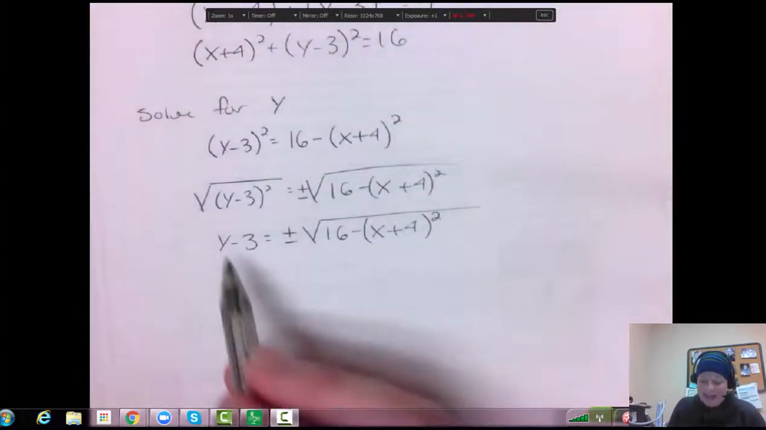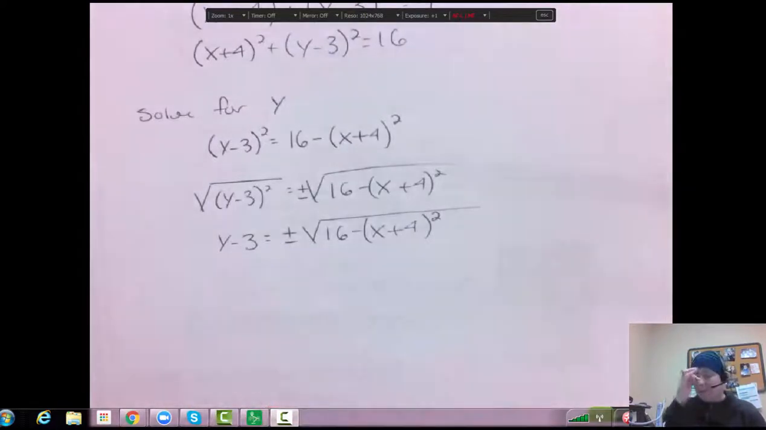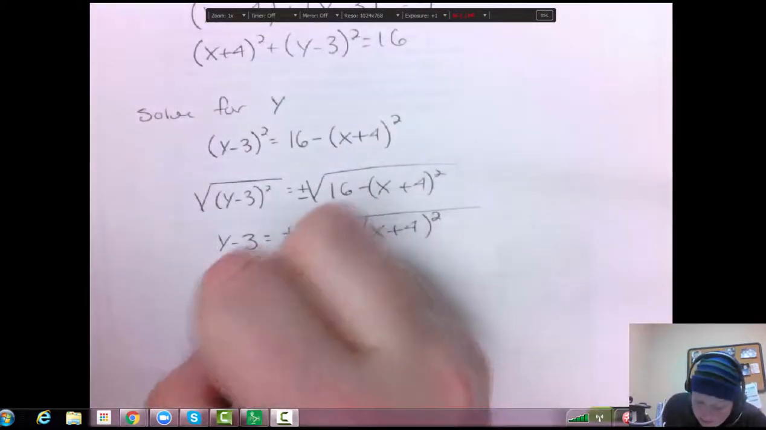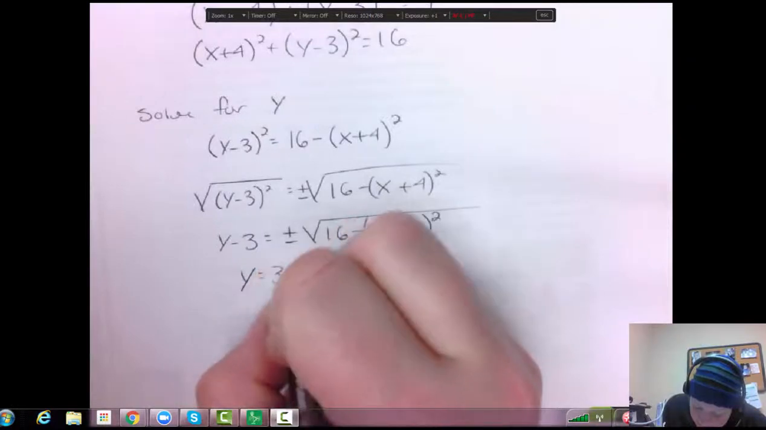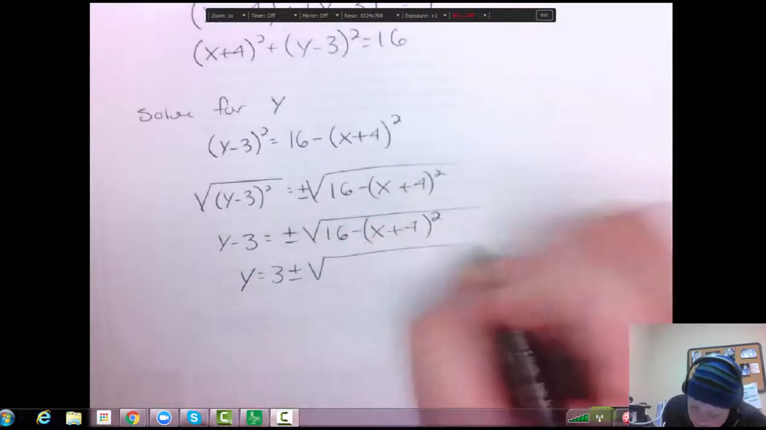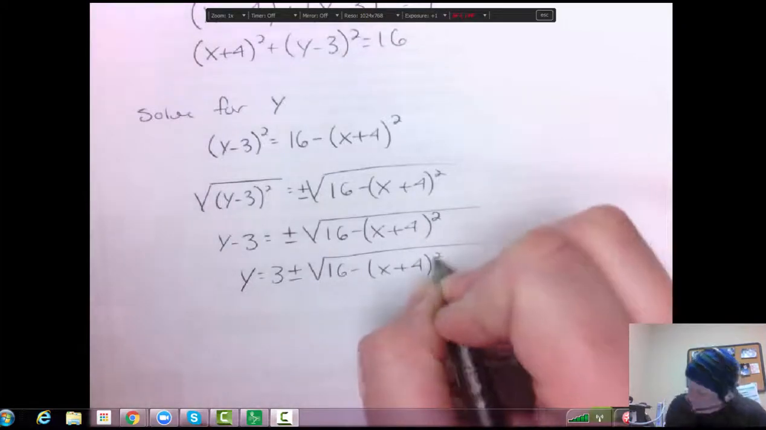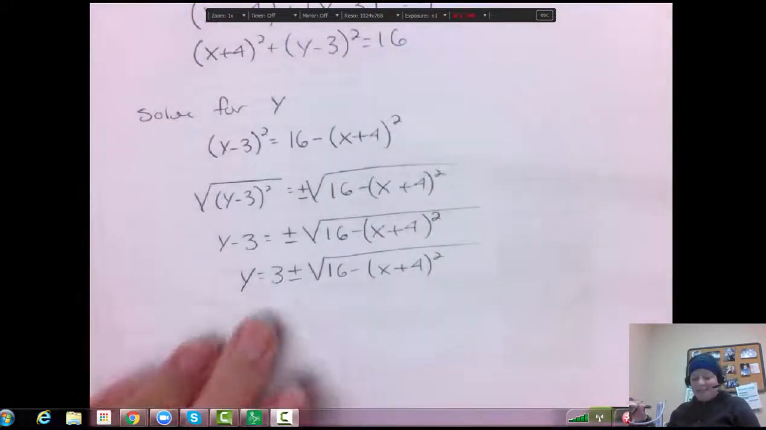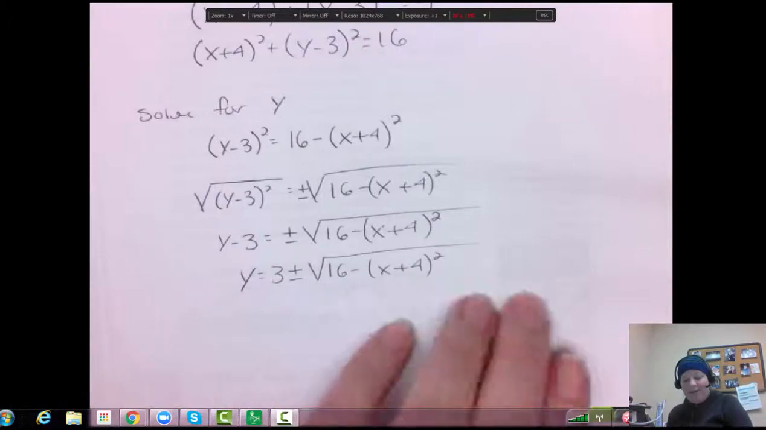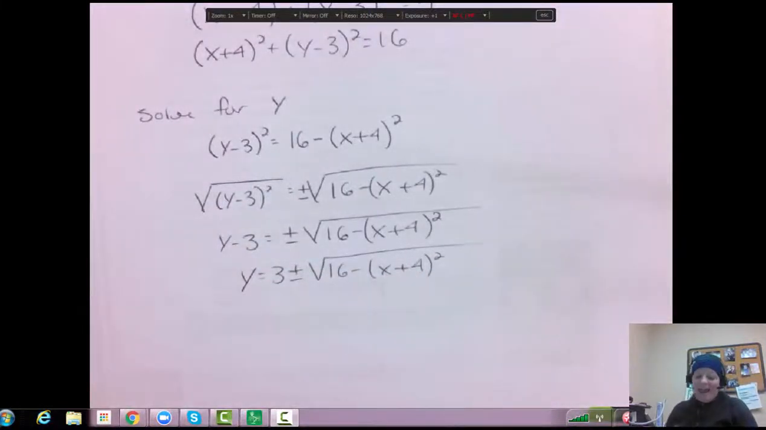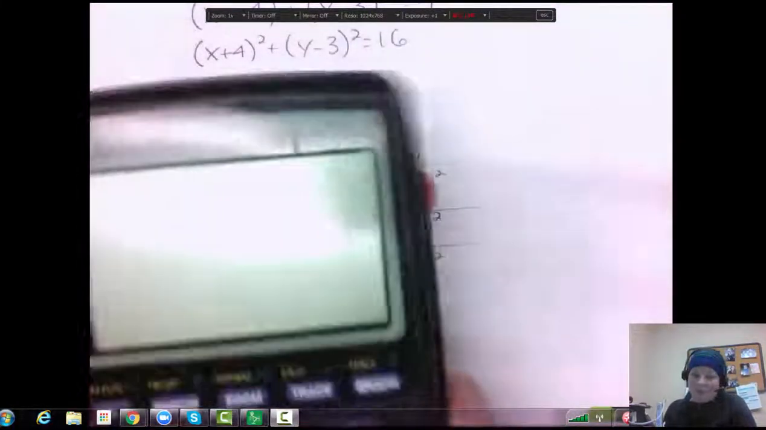Then I can just add that 3 in front of the plus or minus, and that is what we could plug into our calculator. So I'd have 3 plus or minus the square root of 16 minus (x plus 4) squared. You could plug in 3 plus all of that, and then 3 minus all of that, and you could get that kind of conic graph on a regular graphing calculator.